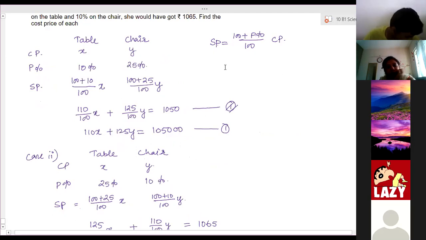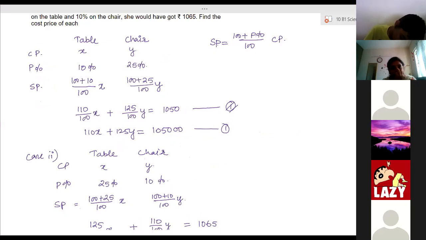You have to remember this formula for SP. Ma'am, let the cost of table be X and chair be Y. Yeah, here it is CP, cost price, so it's not needed to write like that. Here already we have written this way: CP of table, below that we have written X and Y.